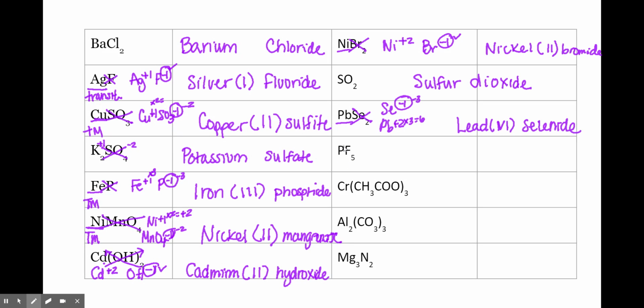Our next example is PF5. That P is on the right of the staircase, so they are both nonmetals. Therefore, we name these using the prefixes. So it's phosphorus pentafluoride.